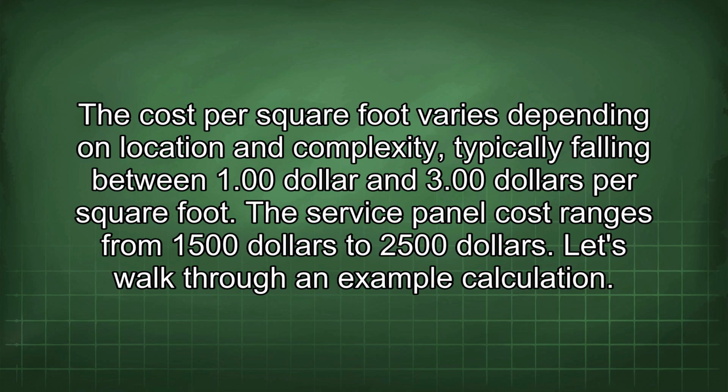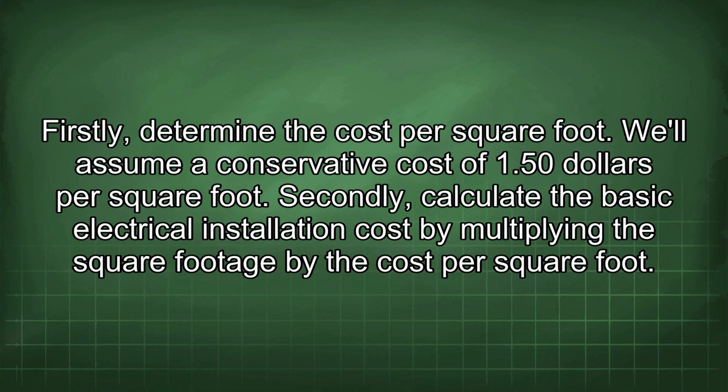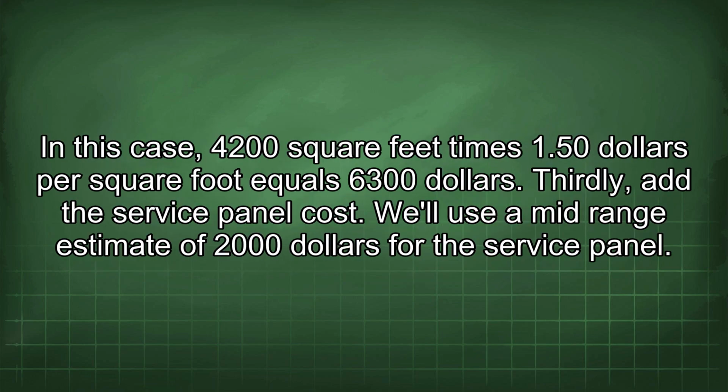Let's walk through an example calculation. Firstly, determine the cost per square foot. We'll assume a conservative cost of $1.50 per square foot. Secondly, calculate the basic electrical installation cost by multiplying the square footage by the cost per square foot. In this case, 4,200 square feet times $1.50 per square foot equals $6,300. Thirdly, add the service panel cost. We'll use a mid-range estimate of $2,000 for the service panel.